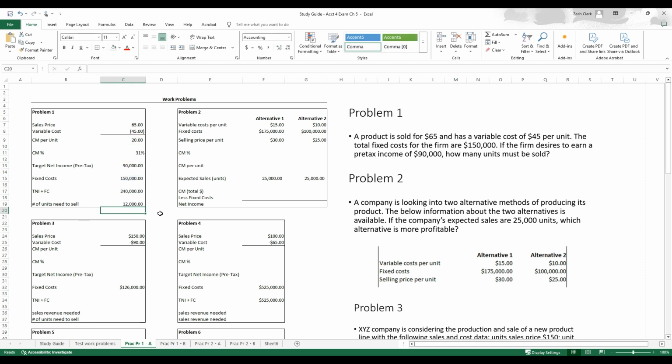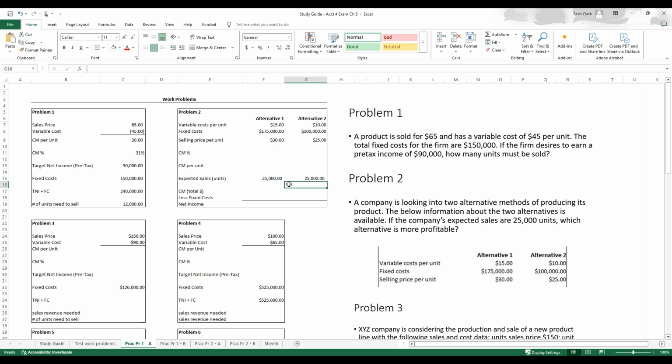And again, just to prove this off to the side, we take 12,000 units and we're earning $20 of contribution margin per unit. That gives us $240,000 after accounting for variable costs. Then the fixed cost portion is just 150. So if we took the total minus the fixed costs, it would leave us with that $90,000 target net income.